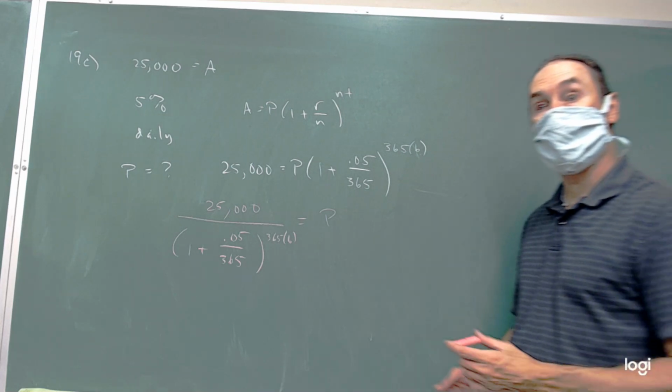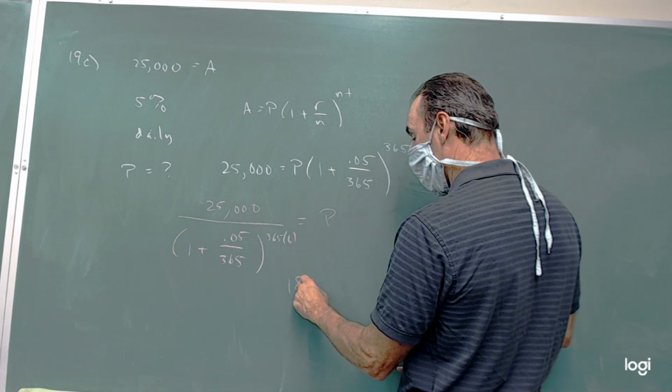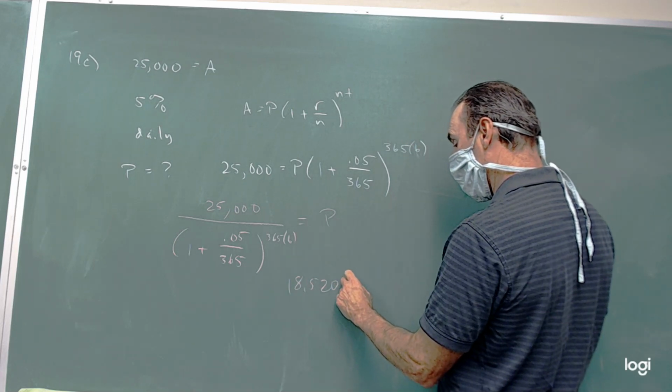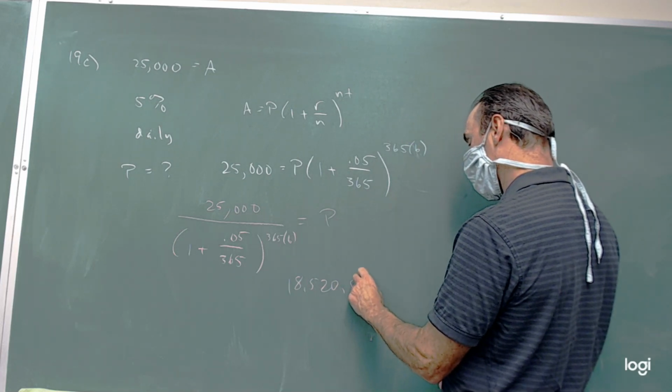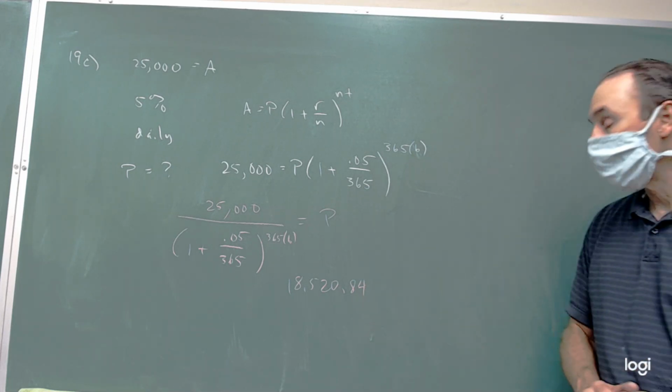Did you get it? Yeah, I got 18,520.83604. We'll round to the nearest penny then. Did you get the same thing, Paige? Yeah. Okay. Good to go?